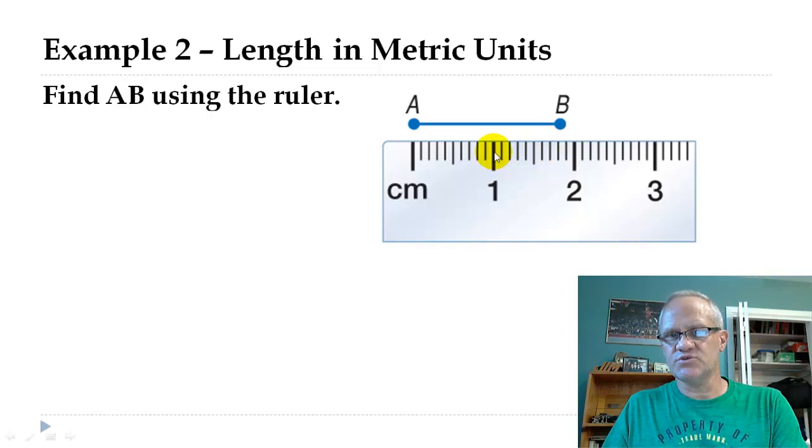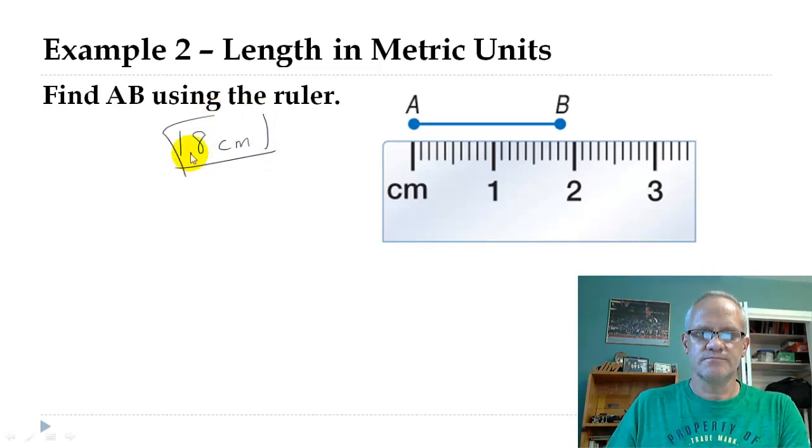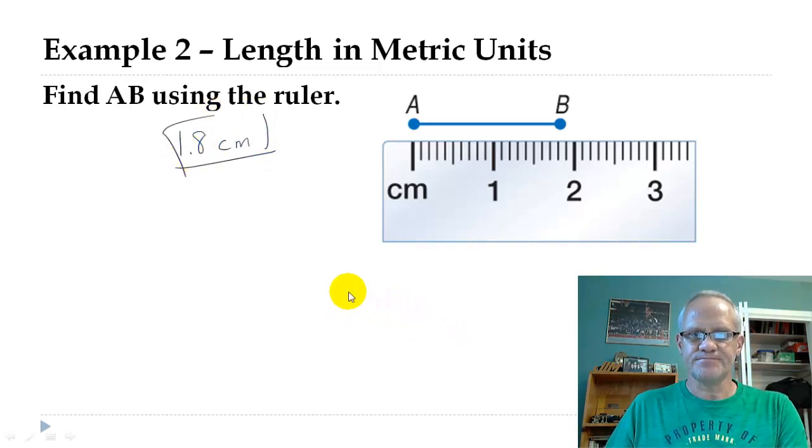But let's do this. Here's 1, and then we're going to count out 1, 2, 3, 4, 5, 6, 7, 8. It could be 8 or 9. You're going to have to use your judgment here. It almost looks like it's right in the middle, but I think it's closer to 8. So I'm going to call this 1.8 centimeters. Okay, and again, if you wanted to switch this in your head to millimeters, that'd be 18 millimeters. I'd probably stick with the centimeters though.